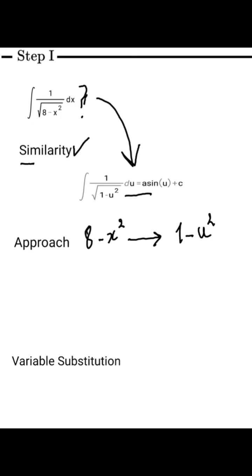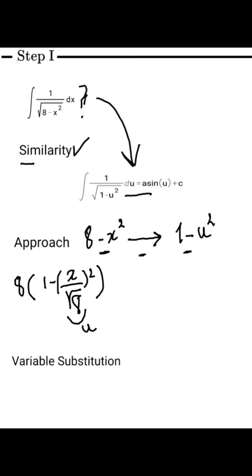However, in our integral we have 8 minus x squared, and in the formula we have 1 minus u squared. So we need to convert between those two expressions. And I will do this by taking 8 out from 8 minus x squared, which will give me 8 times 1 minus x over root square 8 squared. If we adopt x over root square 8 as variable substitution, u, we will get at the end 1 minus u square.